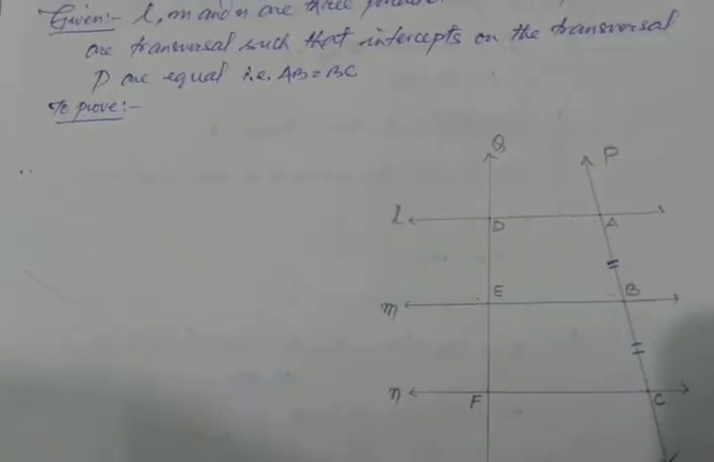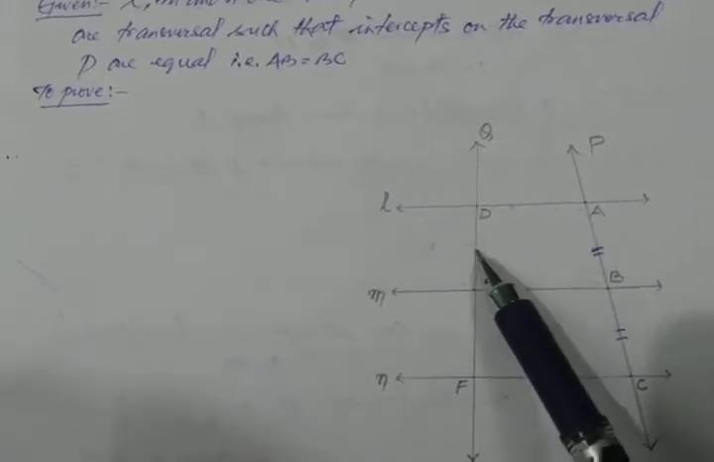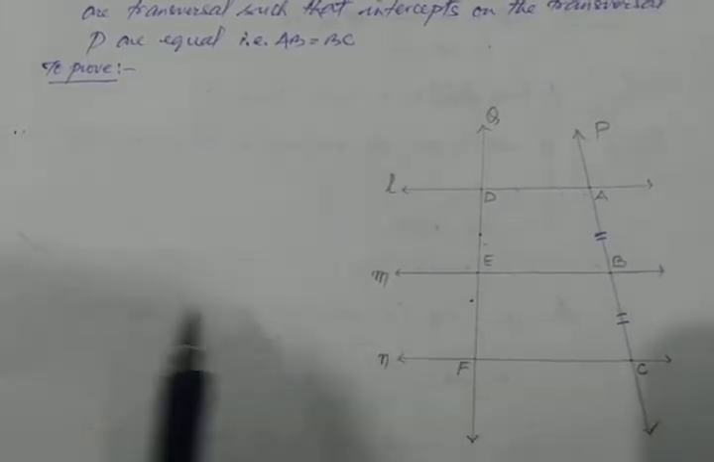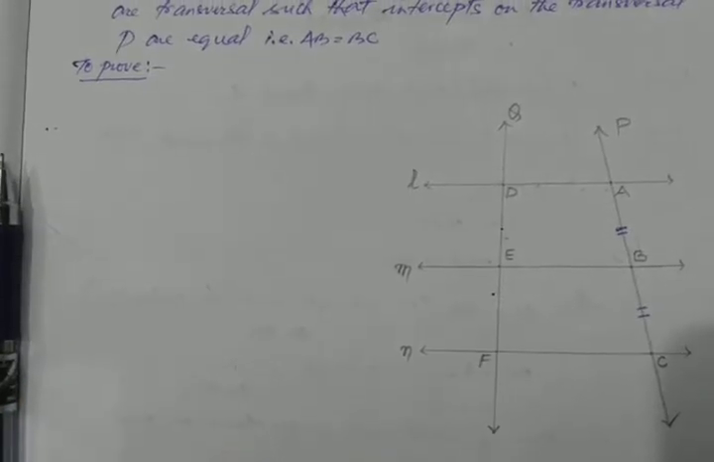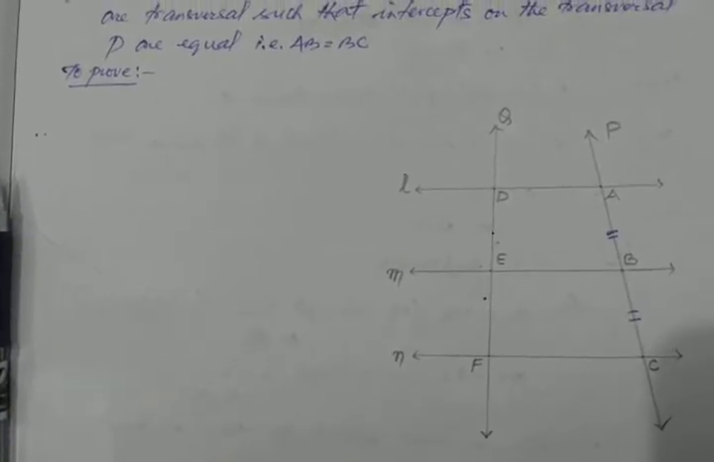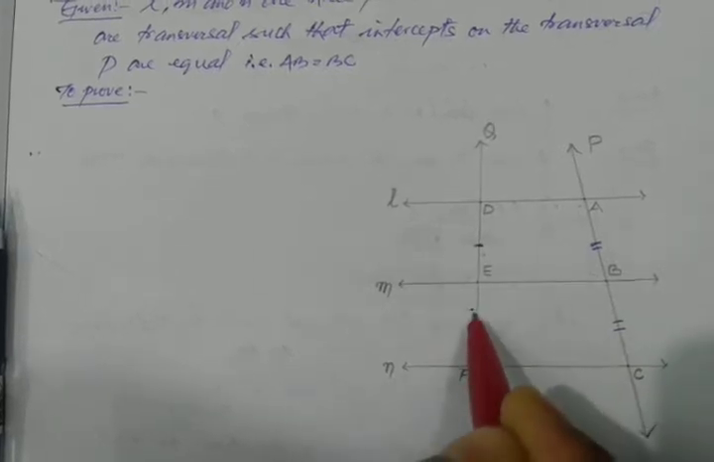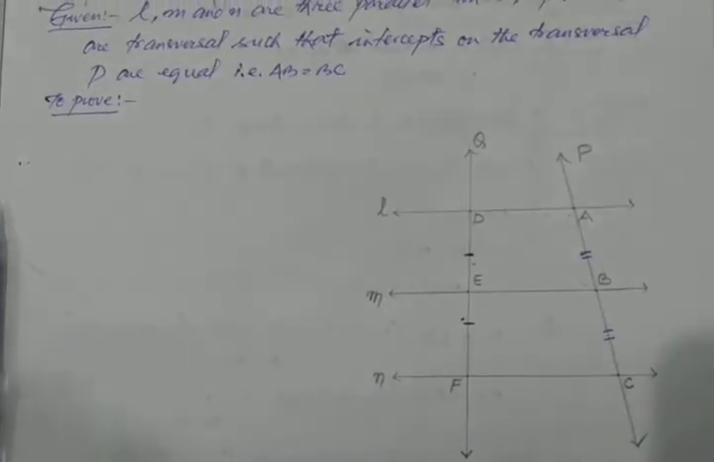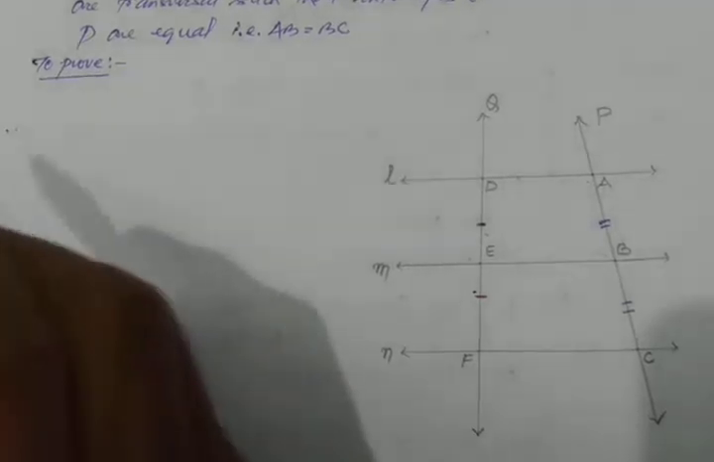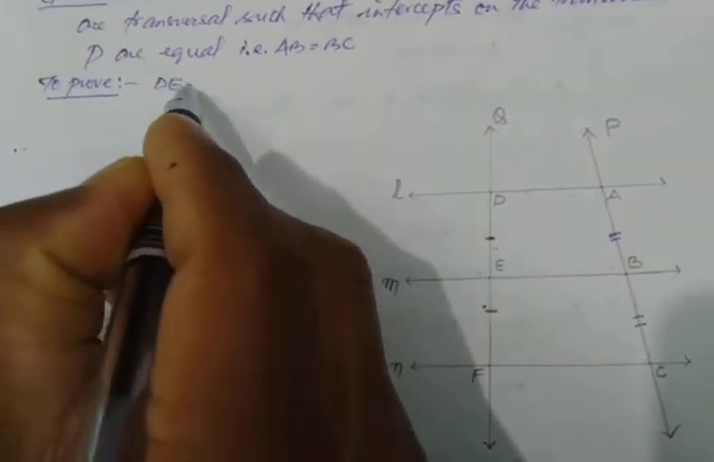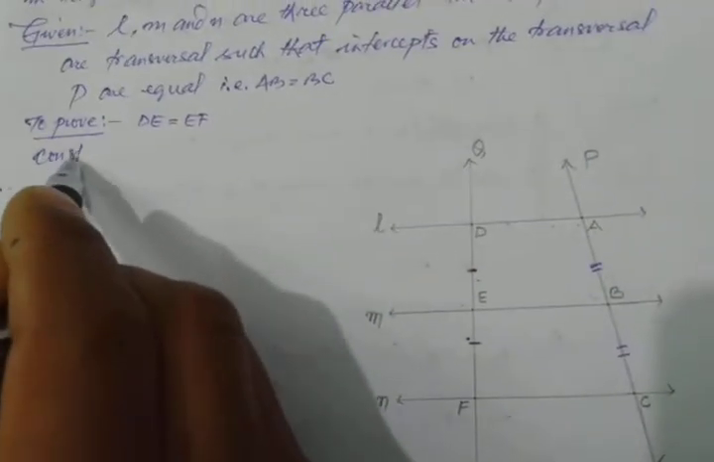To prove: the intercepts on the other transversal also should be equal. Let us prove that these intercepts are also equal. Let us remember that we have to prove this with the red marking, that is DE equal to EF. To prove this, let us make a little bit of construction.